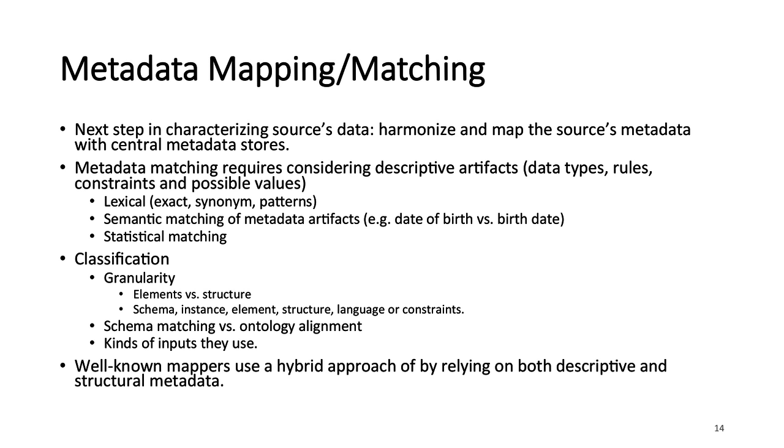Next slide. The second step in our approach is to then use the discovered metadata and map it to metadata that's stored centrally in the metadata repository. The kinds of elements or artifacts that the metadata matching would use include descriptive artifacts, and for example, if you're looking at a field name, we would also use the data type, rules, constraints, and possible values. And the kind of matching that would be required is lexical, semantic, and statistical matching.